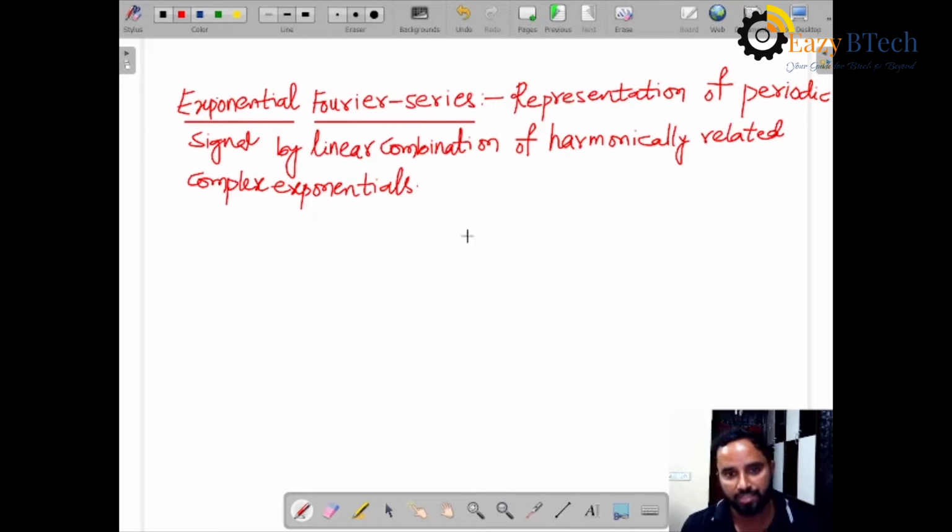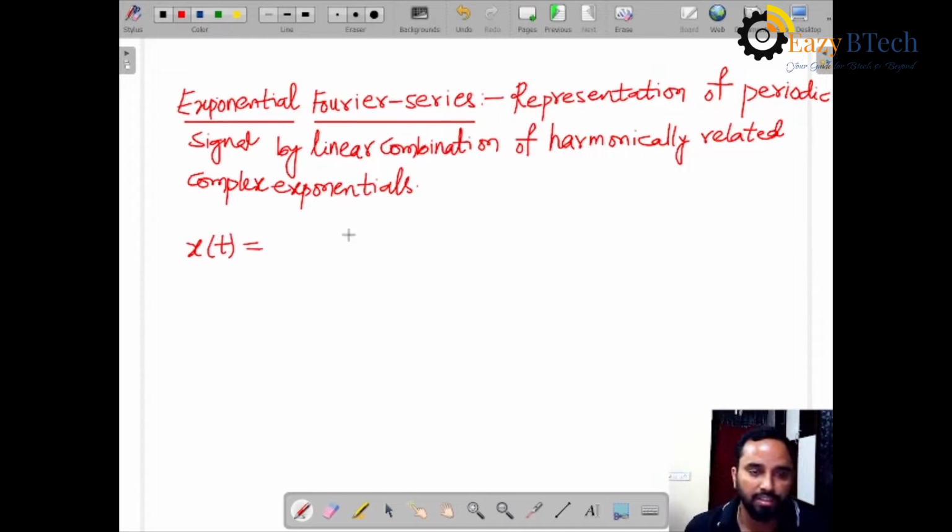Now, how to write this? Here I have given you a statement or definition. The same thing I am going to write mathematically. x of t is a periodic signal, right? This we are going to express as a linear combination of harmonically related complex exponentials.